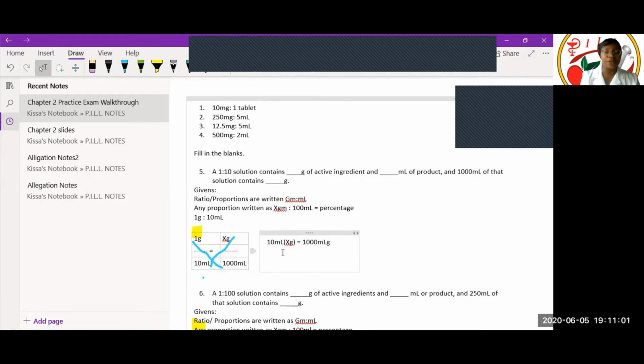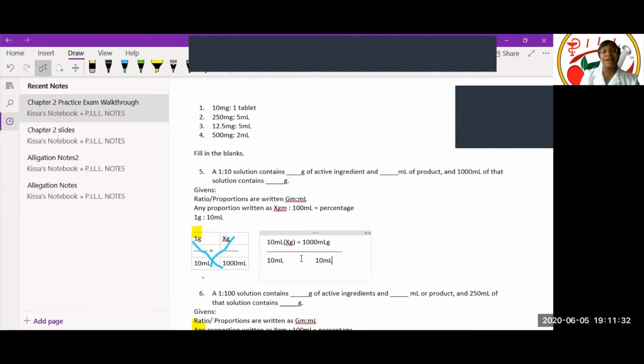Next, you want to get rid of your milliliters because we're trying to solve for our unknown unit of grams. So when you need to get rid of a unit to get the grams by itself, you'll divide both sides by milliliters, and you're going to divide both sides by 10 milliliters. So once 10 divides by 10, let me go ahead and set that over here.